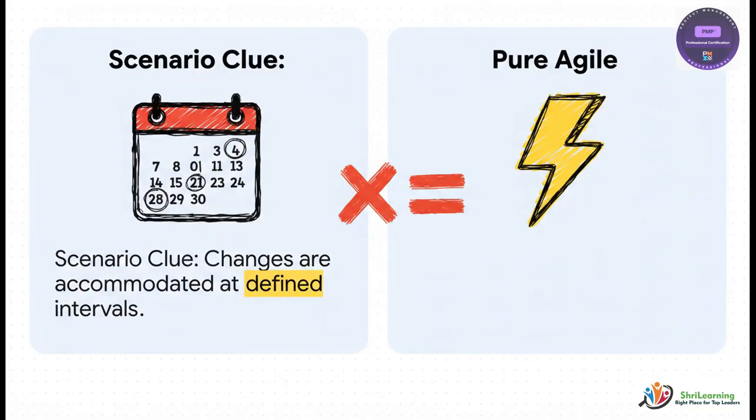So could it be agile? I mean, iterative requirements and incremental delivery, that definitely sounds like agile, right? But here's the catch, the big piece of evidence that doesn't quite fit. The scenario says changes are handled at defined intervals. In a purely agile world, change is much more fluid. It can be incorporated in pretty much any sprint. So because of that one phrase, a pure agile model doesn't quite fit. It's close, but it's not a perfect match.